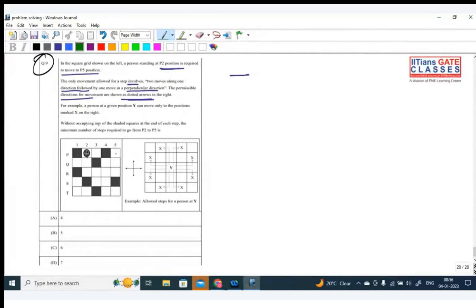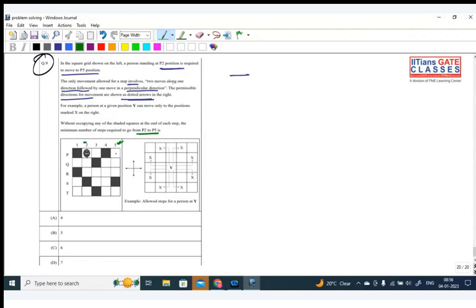Without occupying any of the shaded squares at the end of each step, what is the minimum number of steps required to go from P2 to P5? This is the same kind of question as we solved, like how many doors are needed to open to go from one place to another. Solve this question, guys. So you have to reach P5, and this is the P2 position. In one direction, it is given here, right?